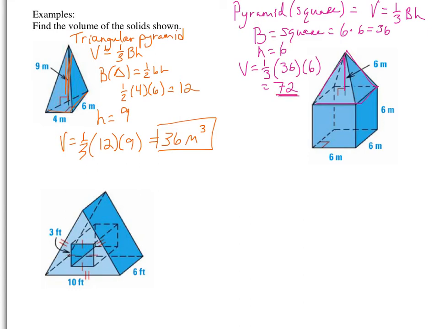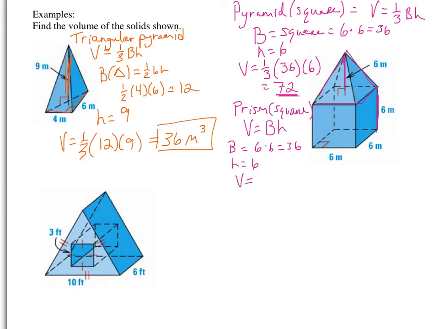So now we need to do the bottom one for the prism. And it is still a square for the base. And for our prism, we just have our capital B times H. So kind of the same, but not quite. So our capital B, again, is a square. So we're taking 6 times 6, so 36. The height of our prism is that 6 going up and down.